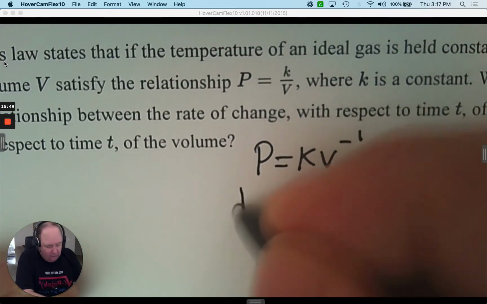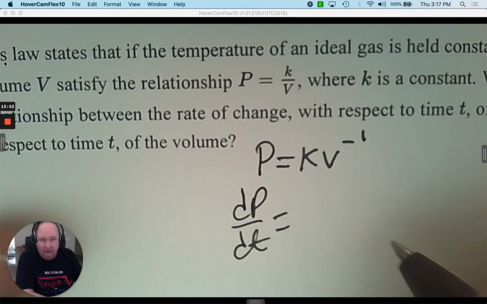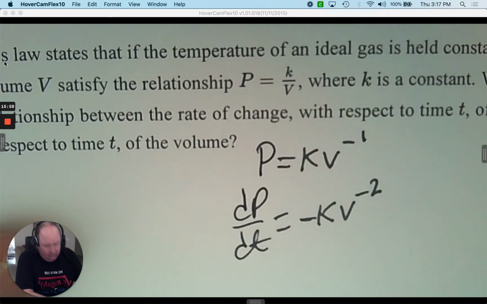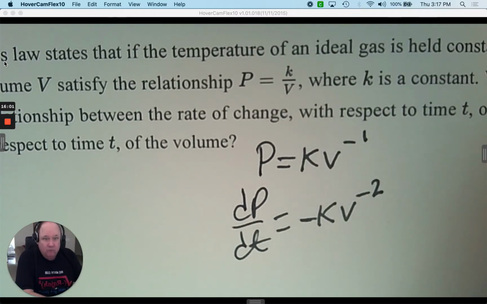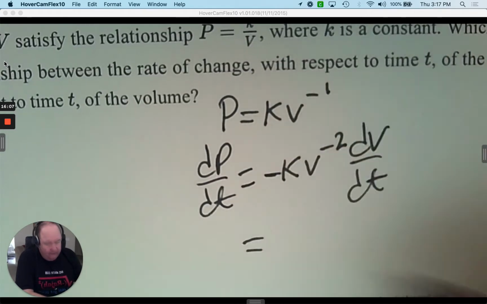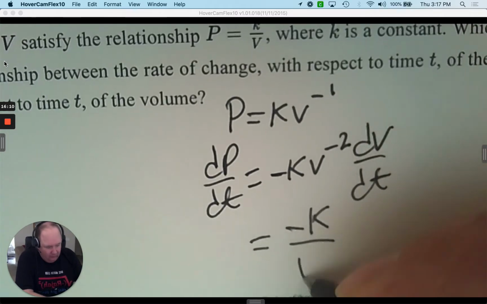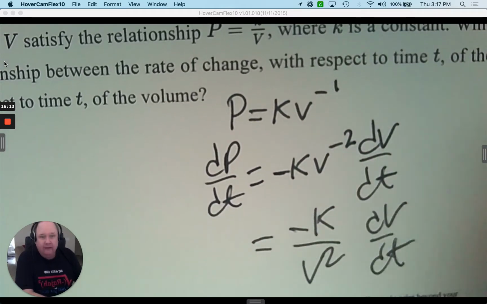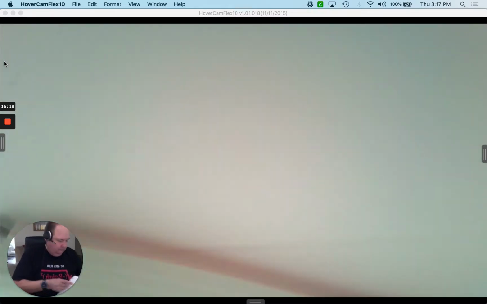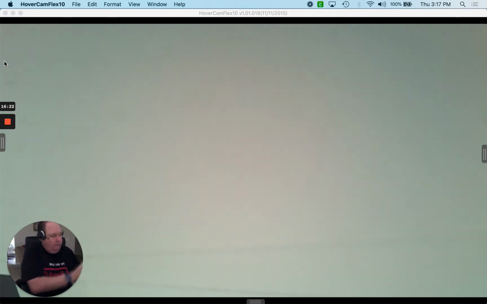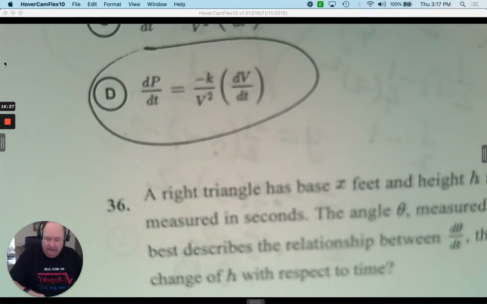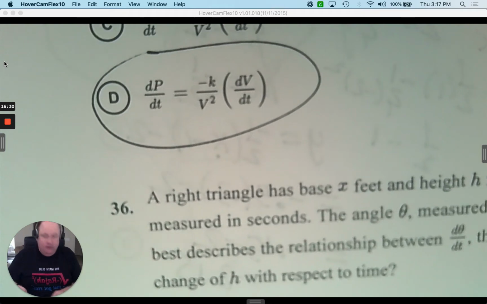And then it says take the derivative with respect to time. What would that look like? So negative 1 times K is negative K. Subtract 1 from the exponent. And then the hook, which is dV by dt. So you will likely see this answer like negative K over V squared, dV by dt. That's what we're looking for, the rate of change. So negative K over V squared, dV by dt.